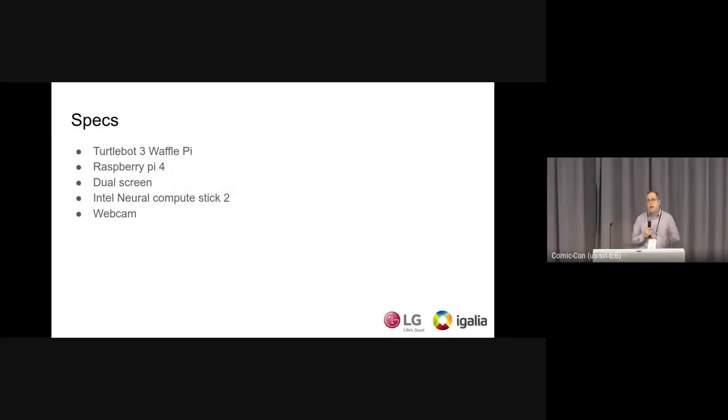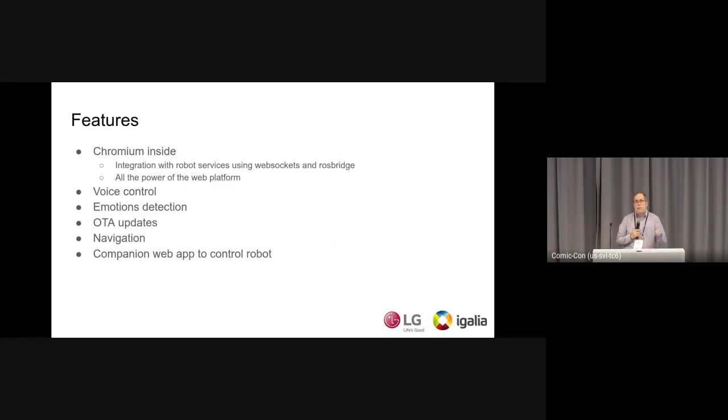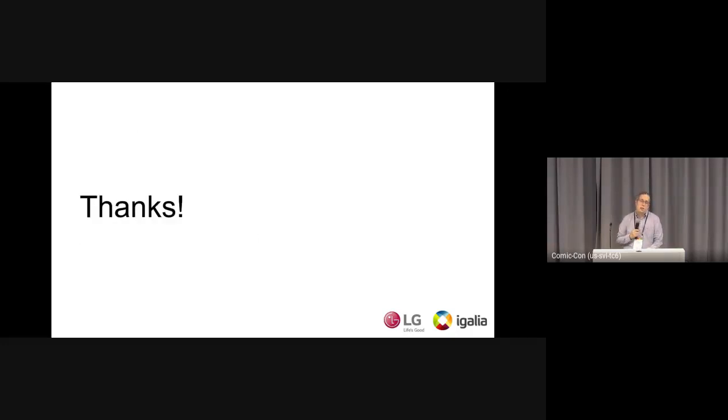Okay, so yeah, you have the specifications. It's a Raspberry Pi 4 with Thunderbolt 3. Yeah, the features. We have Chromium inside, so integration with robot services and everything. With our web application, we can use WebSockets to talk to all the robot parts, and all the power of the web platform. We have voice control, motion detection, over-the-air updates, navigation, and a companion web app to control the robot. So thanks.